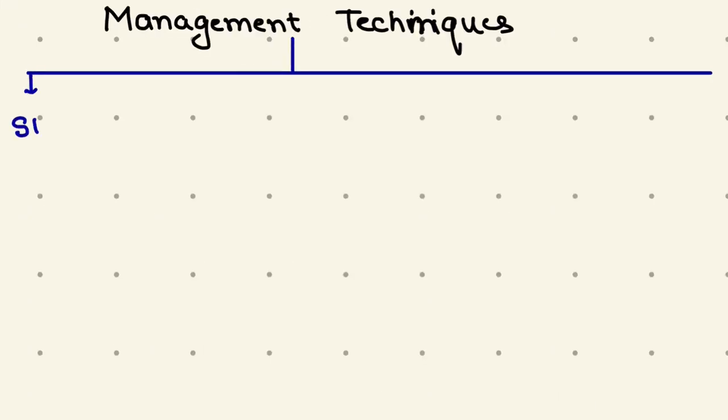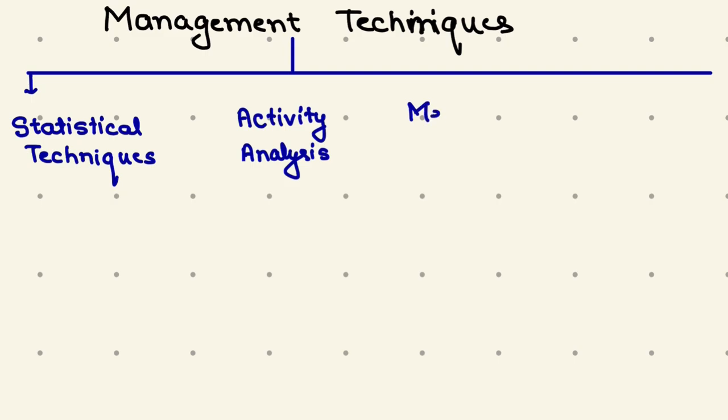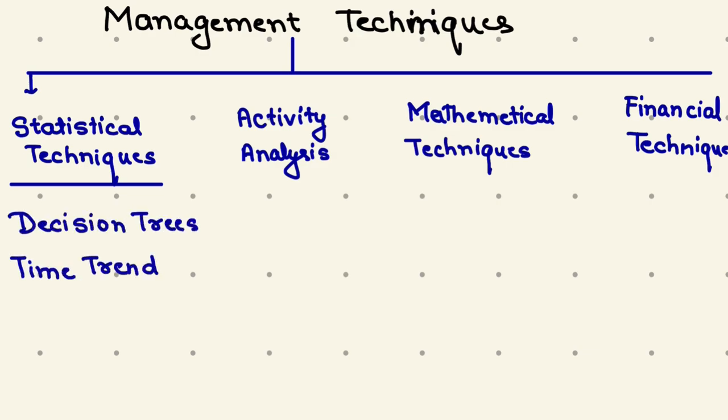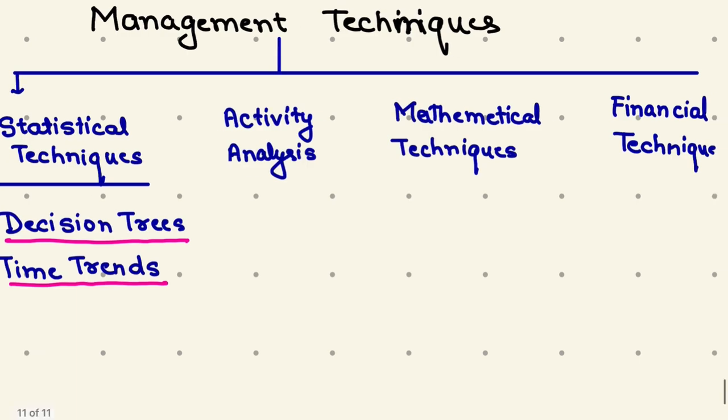For increasing our work and efficiency, we require multiple management techniques. Modern management techniques include statistical techniques, activity analysis, mathematical techniques, and financial techniques. So, statistical techniques are decision trees and time trends. Decision tree is an algorithm which is made up of all decisions and its possible outcomes.